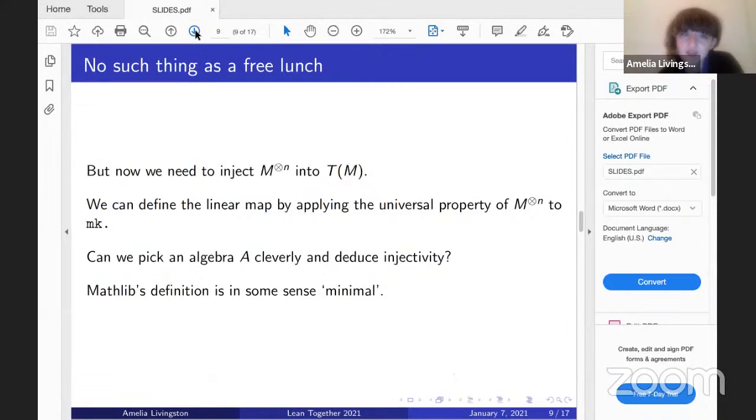But now we need to inject these objects into the tensor algebra. And it's easy enough to define the map because you just apply the universal property of the tensor power to the n-linear maps. But when we're proving injectivity, we only have one thing at our disposal. We only have the universal property.